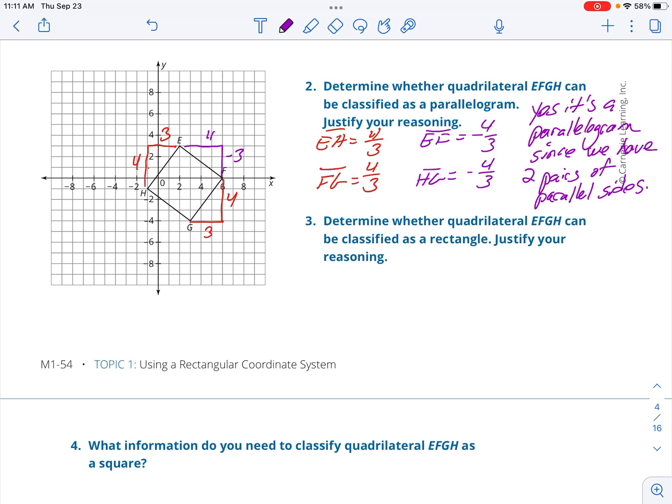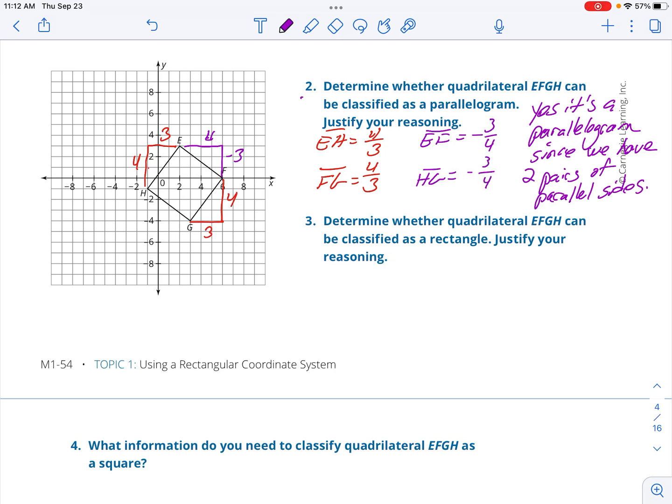Now, to make it a rectangle, we want to go even further. We got ourselves a parallelogram, but in order to be a rectangle, we want to see if those adjacent sides are perpendicular to one another. So are the slopes what we call negative reciprocals? As I'm looking at that, I just realized I was not paying attention very well. On EF, I have that reversed. What I mean by reversed is the run was 4 and the rise was -3. And that is true for both of those.